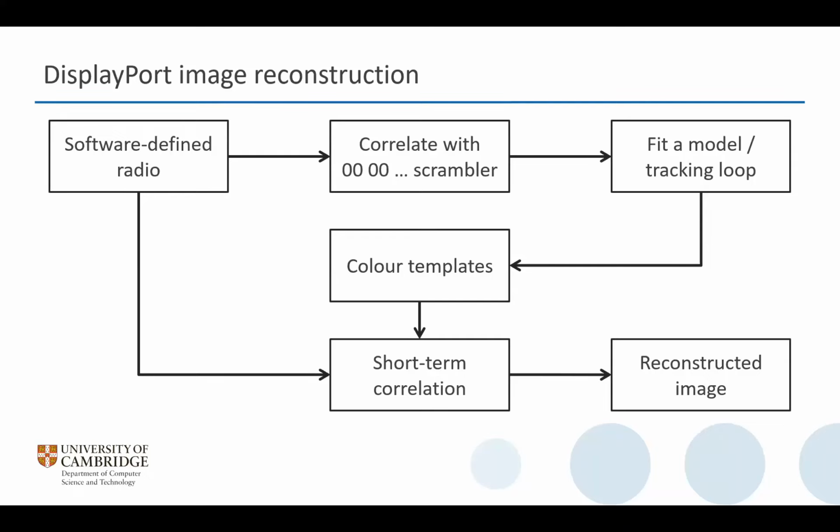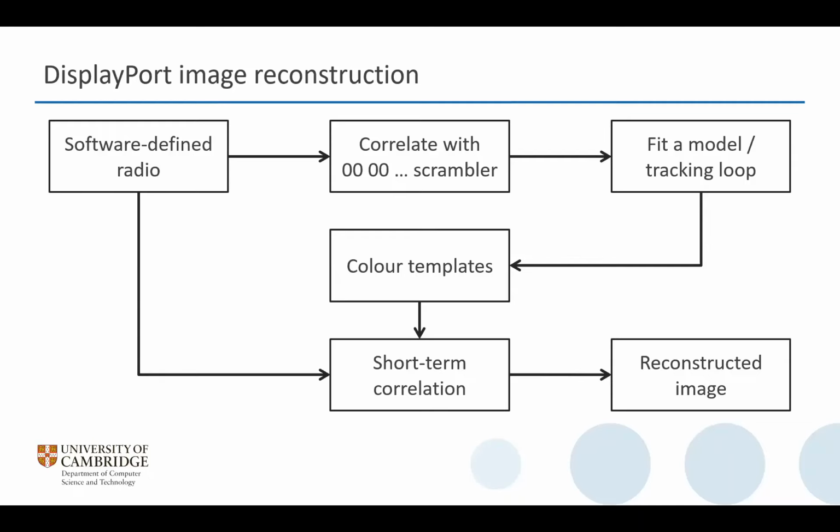And we do that by saying, well, we know that there are regions of the image that are all zeros, blanking regions, there is padding in the data. And we correlate the input with the entire scrambling sequence to find some offsets at which it resets. We feed that into either a tracking loop or a mathematical model to get timing information for our local scrambler copy.